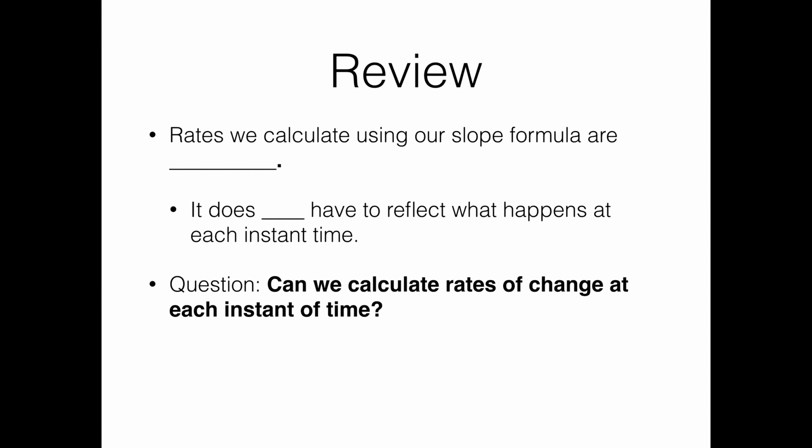Alright, so let's go ahead and review. The rates we calculate using our slope formula are averages. We talked about this throughout. It does not have to reflect what happens at each instant of time. We saw many examples of this. We saw the car, we saw Virat Kohli's stats, and we even saw it with the line. The slope does reflect the overall change, but it does not reflect what happens at each instant.